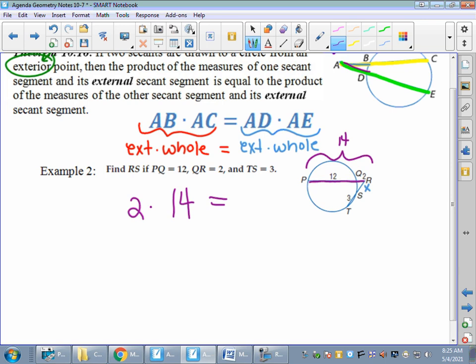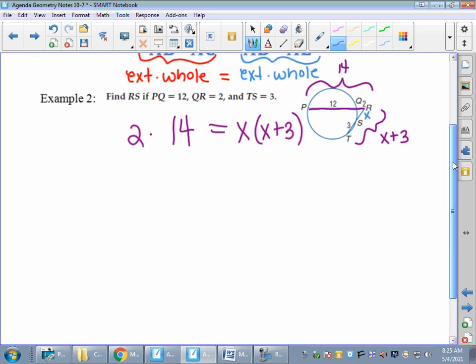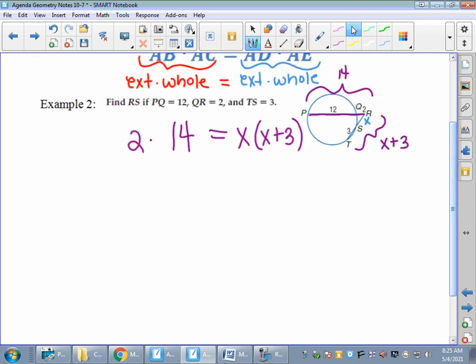On this side, my exterior part is X, and my whole, oh, this one's interesting, right? This has to be X plus 3 because I add the two parts together. I sense a quadratic coming on. Remember when we did quadratic formula or factoring? So I've got to go ahead and distribute and get everything equal to 0.